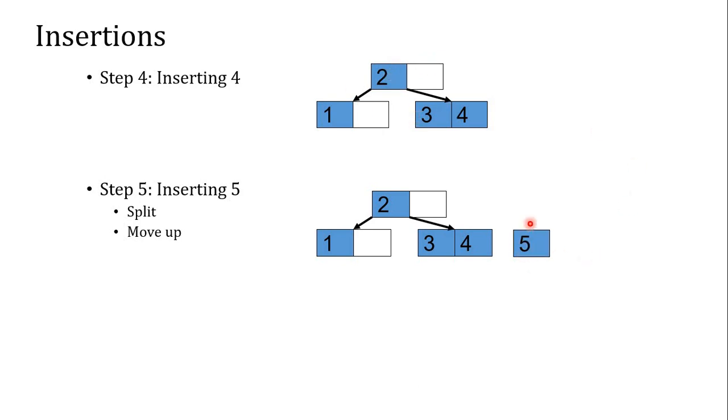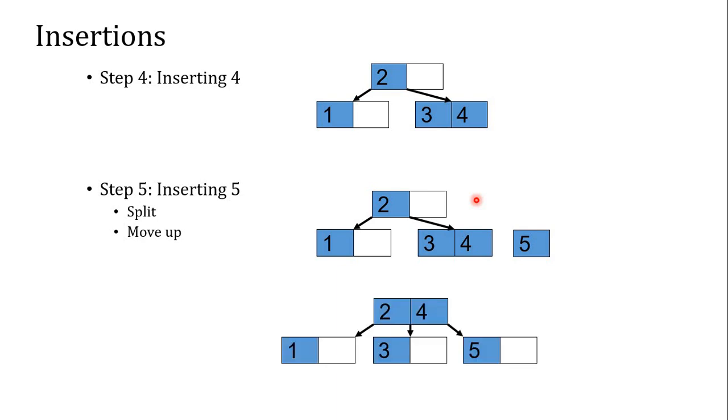So for inserting 5, there is no space in between 3 and 4 because it is already occupied. So where will the value go? If you split here, 3 and 4, what will happen? 3 has a space and 5 has a space, and 4 is going up. 4 is going up and checking whether there is any space. If there is some space, then it will go here. If there is no space, then it will again follow the rule of split and move up.